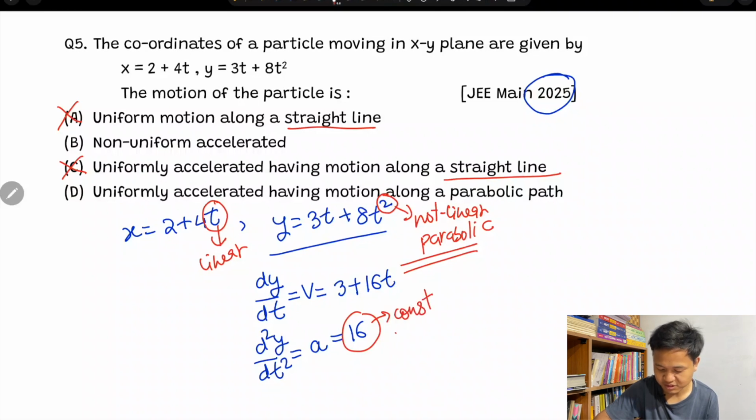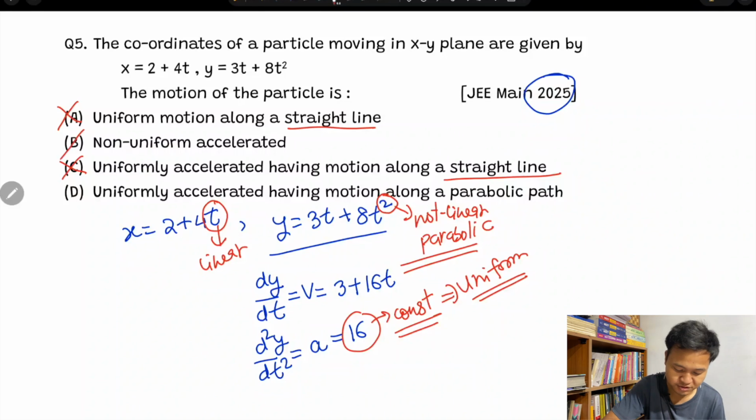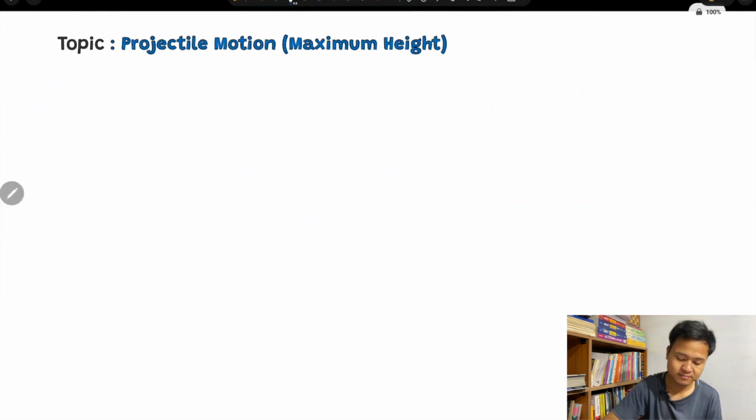So now you see that acceleration is constant. If acceleration is constant, it means that it is a uniform motion. Option B says non-uniform, so option D is the answer. It is a parabolic path and also it is uniformly accelerated. So acceleration is constant.